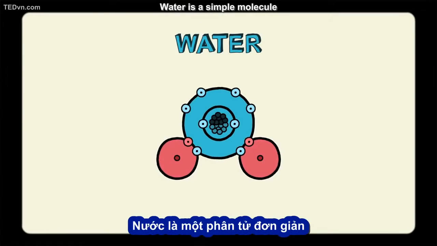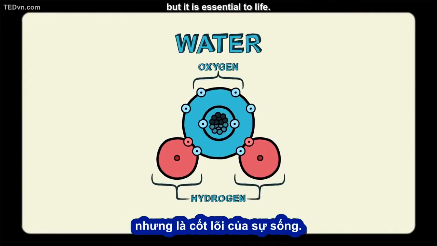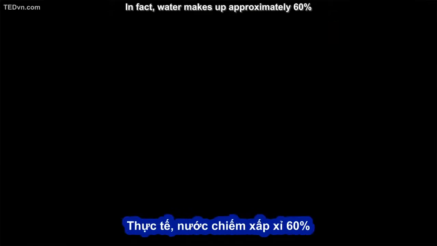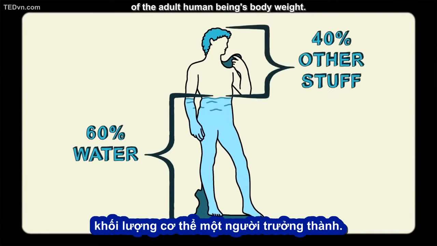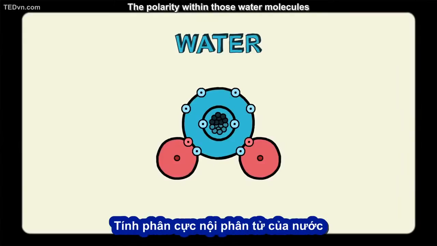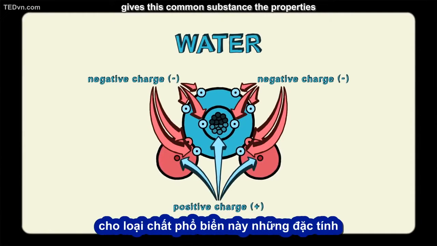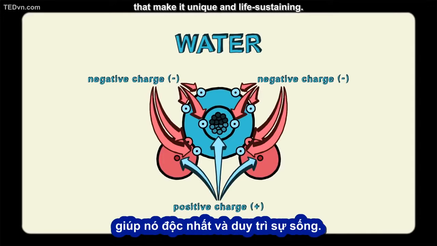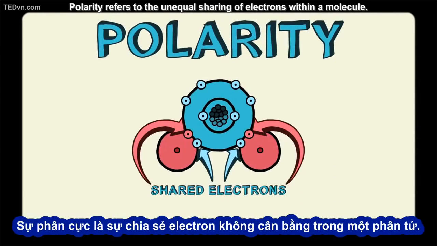Water is a simple molecule made up of one oxygen atom and two hydrogen atoms, but it is essential to life. In fact, water makes up approximately 60% of the adult human being's body weight. The polarity within those water molecules gives this common substance the properties that make it unique and life-sustaining. Polarity refers to the unequal sharing of electrons within a molecule.